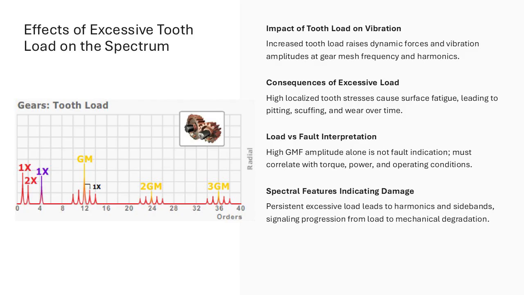Load-related effects must be correlated with process data such as torque, power, and operating mode. Trending GMF levels against load provides a more reliable assessment than absolute amplitude alone. When excessive load persists, secondary spectral features such as harmonics and sidebands typically become more prominent, signaling the transition from normal load response to actual mechanical degradation. Understanding this progression allows maintenance teams to intervene before irreversible damage occurs.